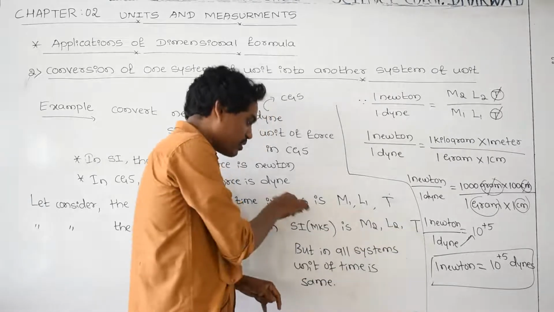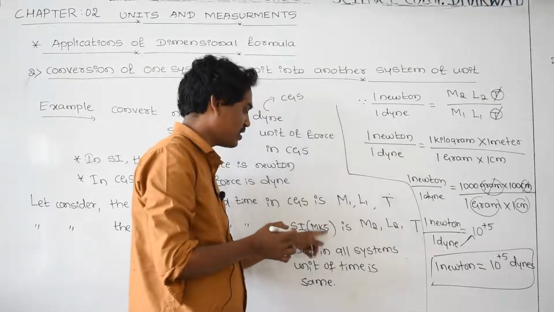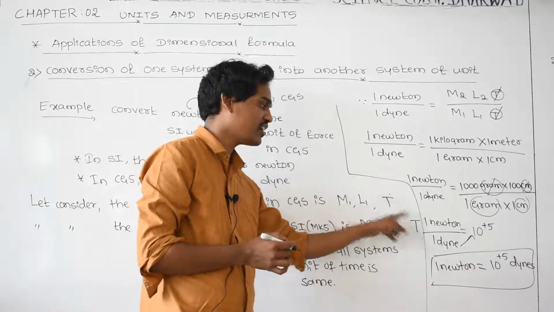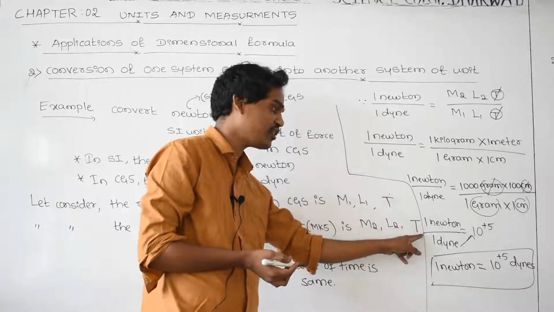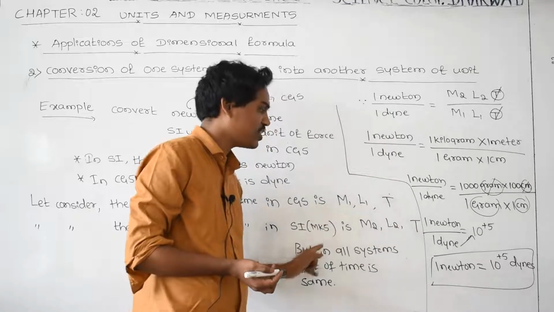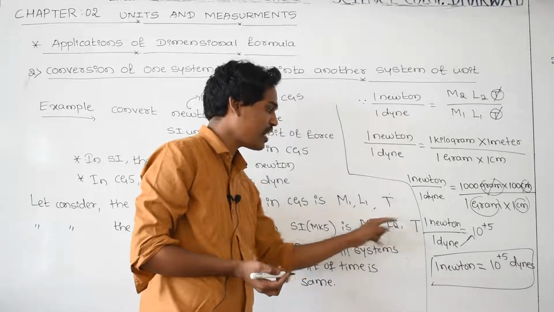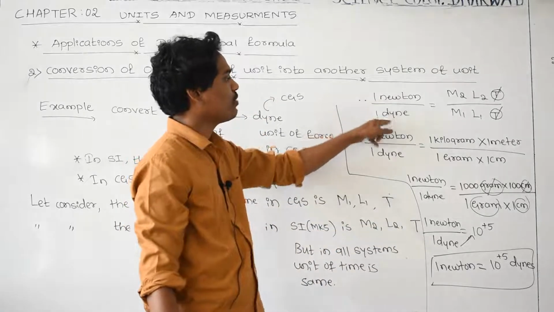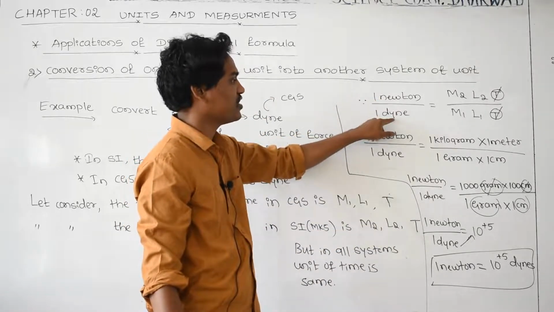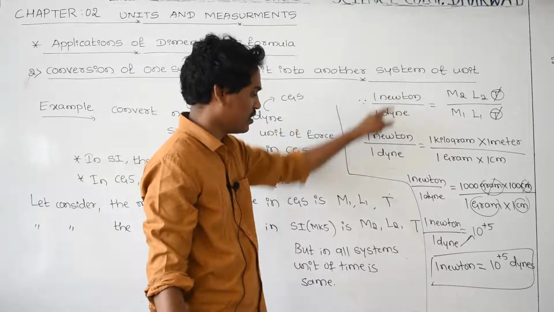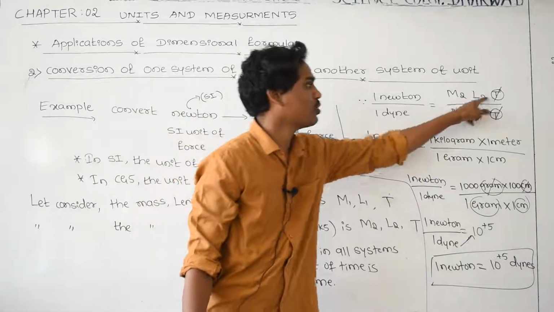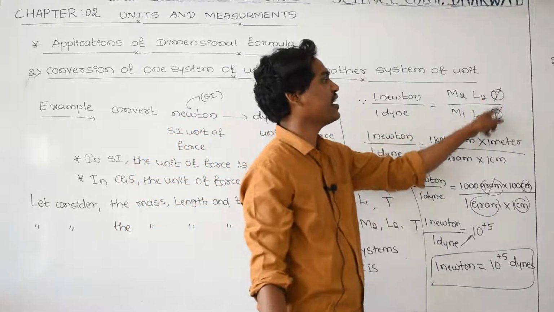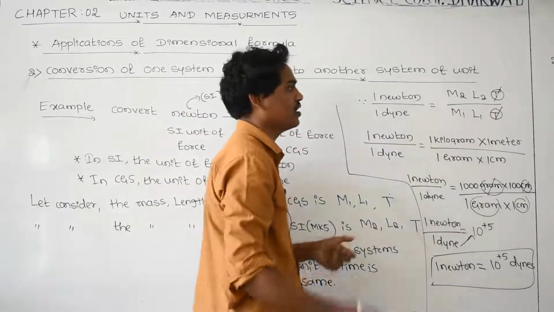In CGS as well as in MKS system, the unit of time is the same. Therefore I am writing just T and T here. I am not taking T1 and T2 because in both systems the unit of time is the same. Therefore 1 Newton by 1 dyne, this is the SI system, this is the CGS system. In SI system M1 L1 T^-2, in CGS system M1 L1 T^-2. T and T get cancelled because in both systems they are the same.